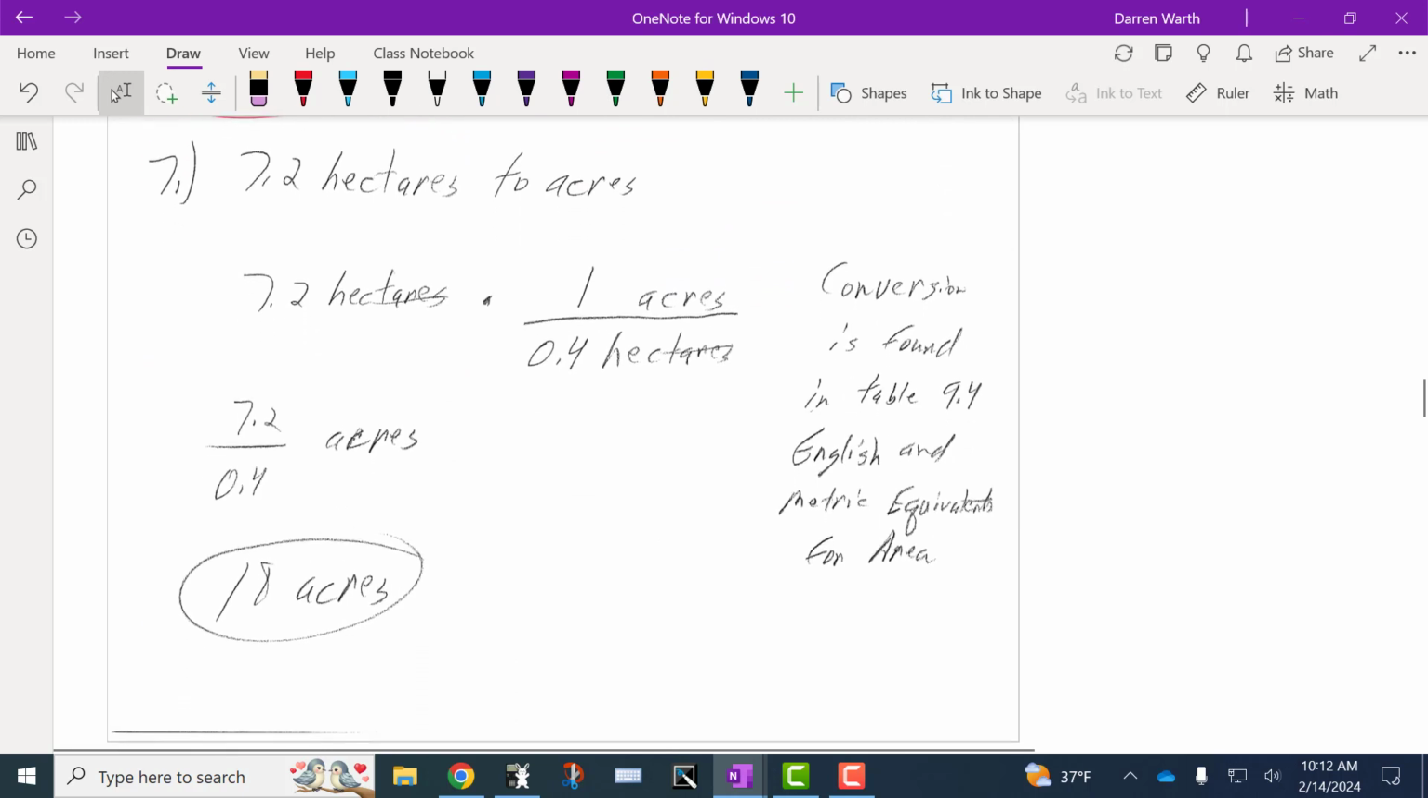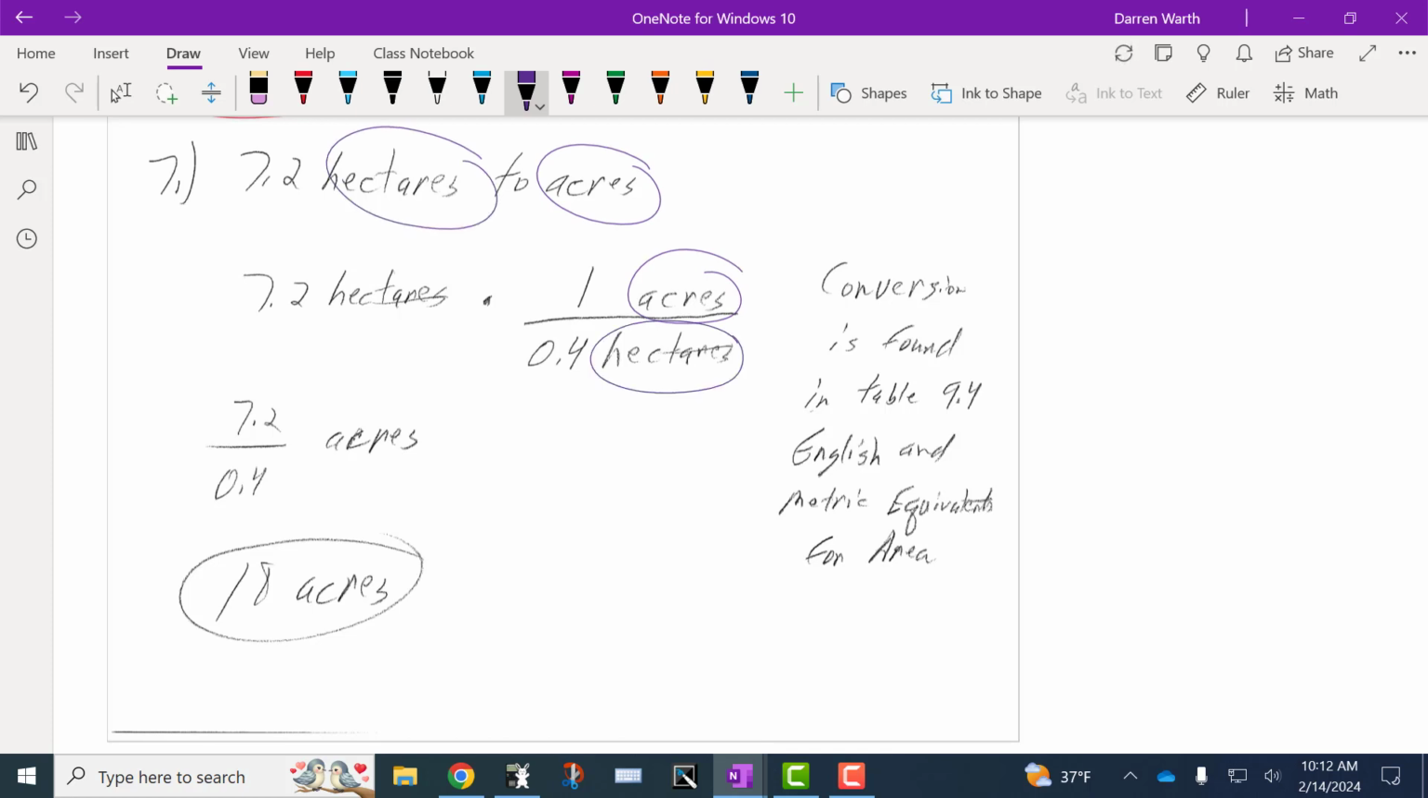On this next problem, number 7, it says find the size of the property in acres measured at 7.2 hectares. Set up your dimension analysis. Here we've got hectares to acres, so we want to keep acres. We want to get rid of hectares. So in my numerator, I've got acres. I've got hectares in my denominator.